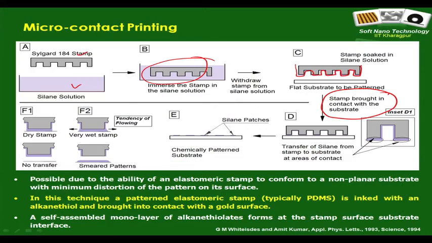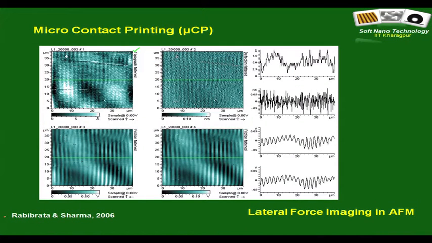So, you transfer it, this is the inset, this is what you want to achieve. You do not want these layers to drain off and spread on your surface. This is the chemically patterned surface, and here are the problems. If it is too dry, there will be no transfer. If it is too wet, there will be smeared patterns.